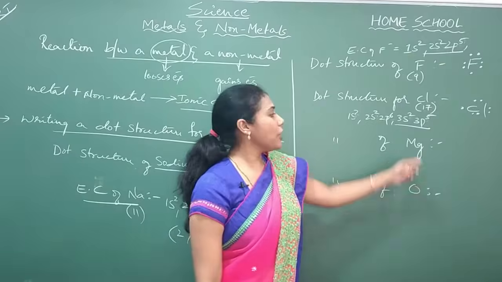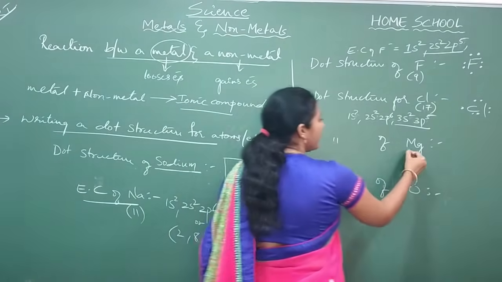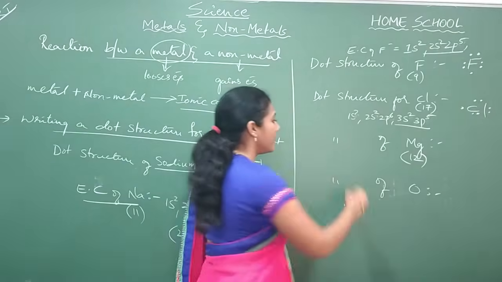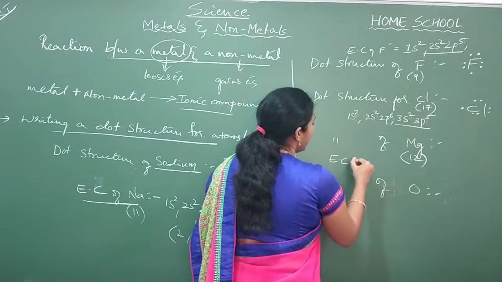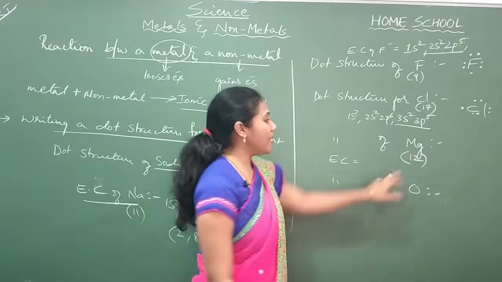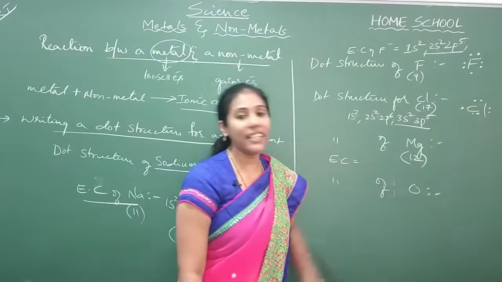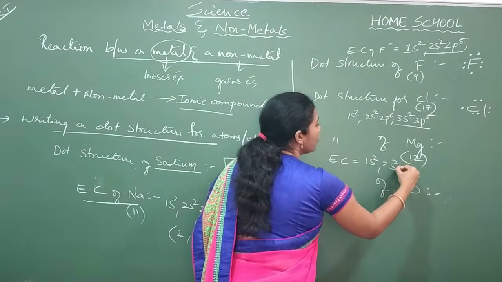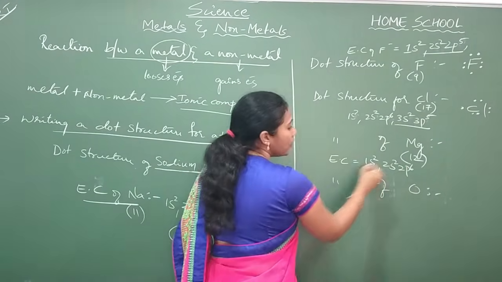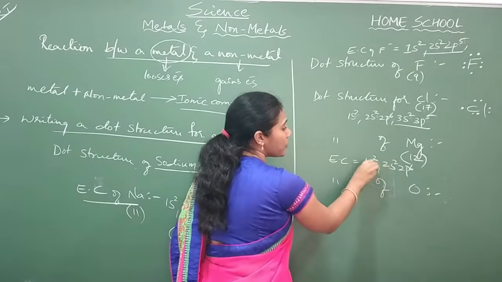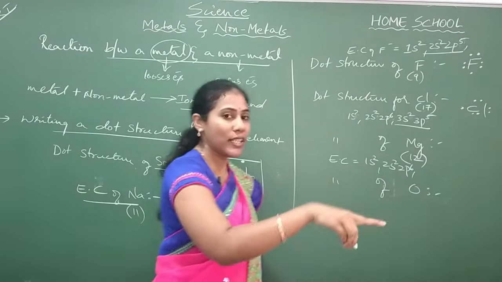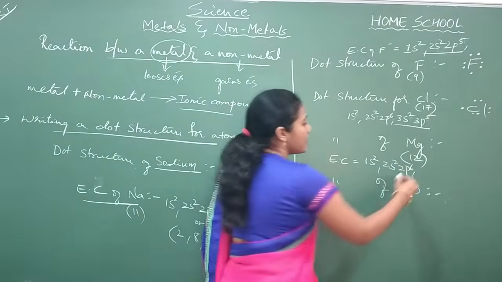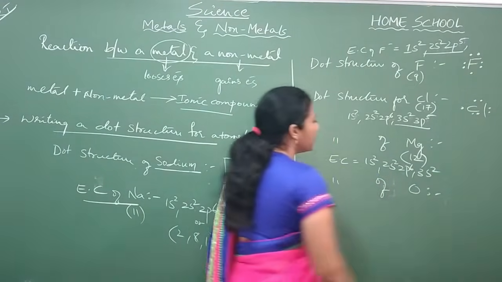Now the dot structure of Mg. Similarly, atomic number 12, write the electronic configuration for Mg, for 12 electrons. 1s2, 2s2, 2p6. How many are over, guys? 6 plus 2, 8, 8 plus 2, 10. That means you have to show 2 more electrons. Here there is no space, so the next orbital is what? 3s. 3s will take up 2 electrons.